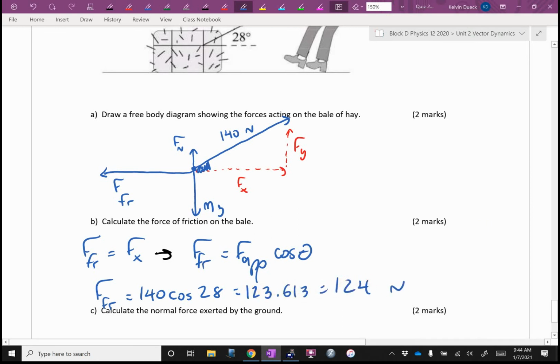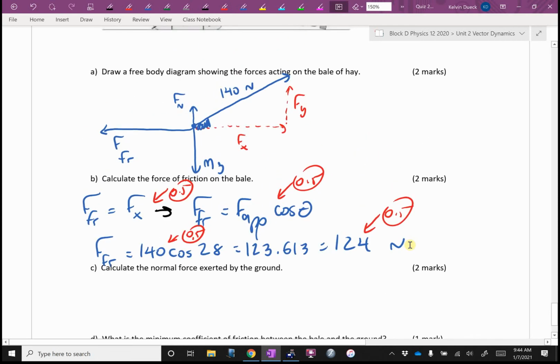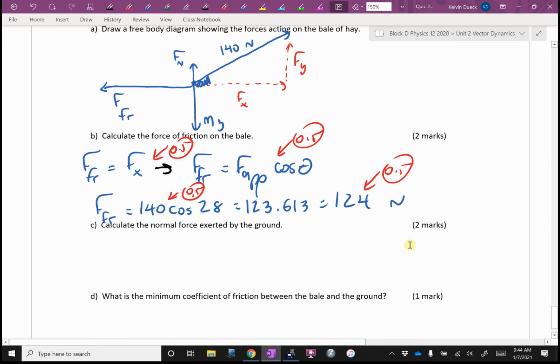124 newtons. If you got that, I would give you a half mark, but that's the aha moment right there. If you see that, you're probably in good shape. Half mark for that. Half mark for the numbers. And a half mark for the answer. Oh, this is a better written question. I made this one worth 7 marks grand total. Part C wants me to find the normal force.